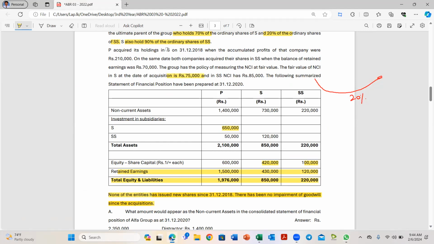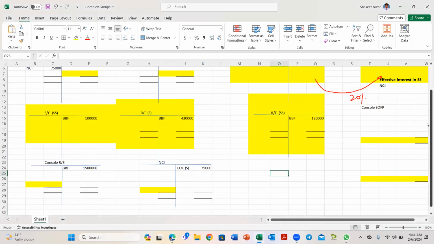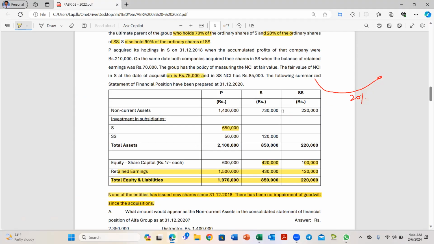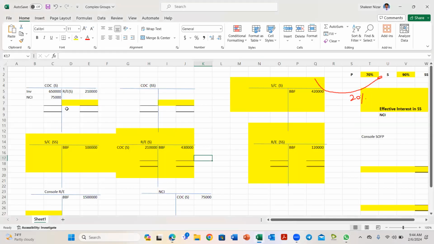At acquisition, these retained earnings are 210,000. What is the double entry? Retained earnings of subsidiary debit, cost of control credit, 210,000. Meantime, since it says the stated capital is not changing, we can recognize 420,000 as it is. The stated capital of S, 420,000.